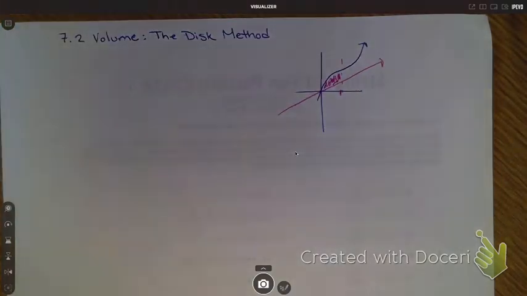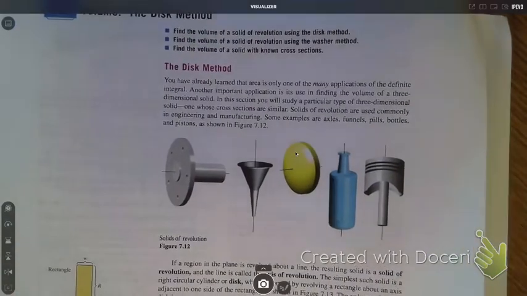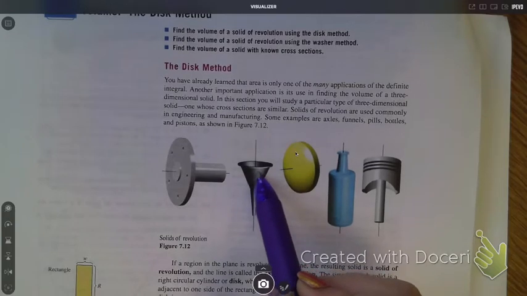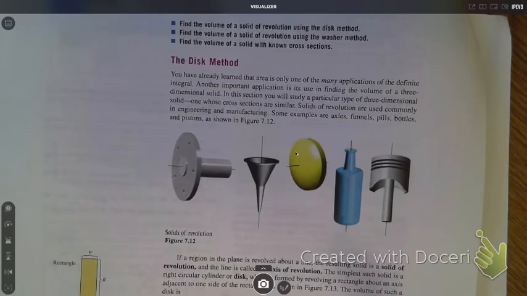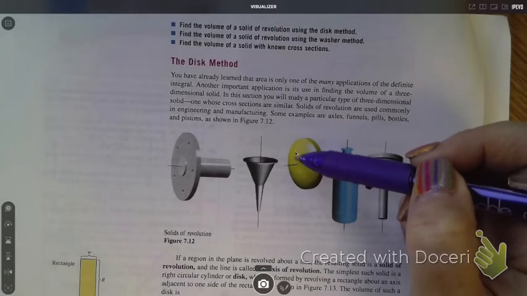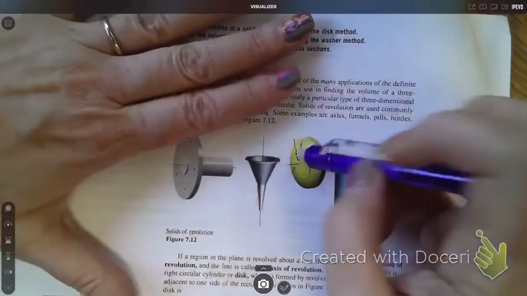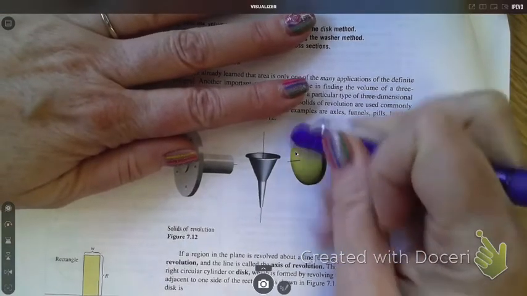In the book, they give some nice examples of different kinds of shapes. Like this funnel would have an empty space the whole way, correct? Yes. Like this one here, if I cut it into a piece like this and then rotated it, could I get it? Yes. So we're going to have the disk method, and the disk method obviously is a little bit different.